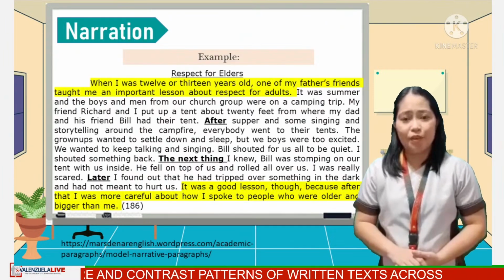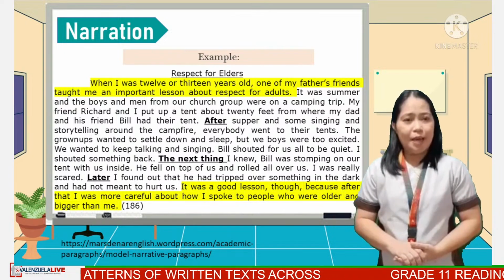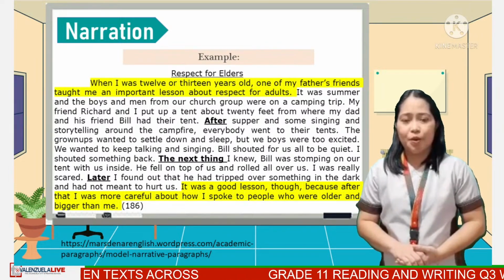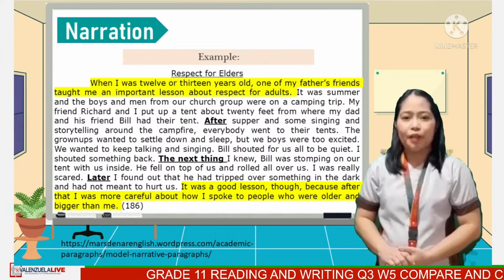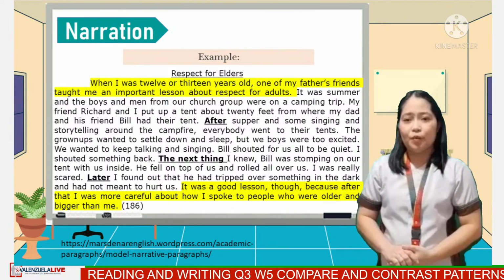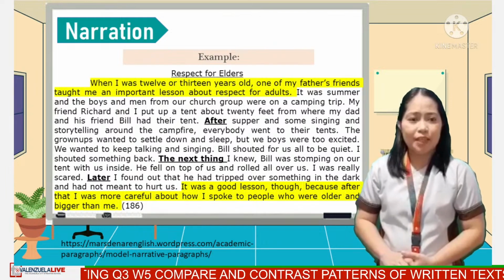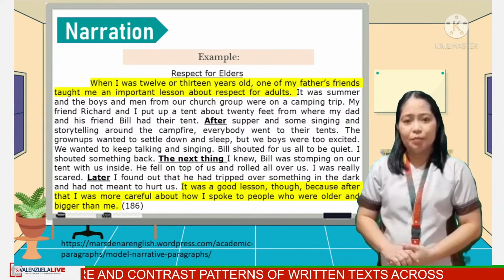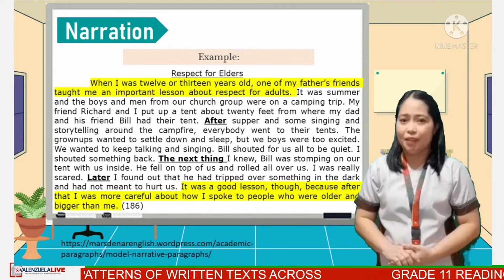Here is an example of a paragraph using a narrative pattern. Examine how the writer developed the events using the underlined signal words. You will notice that the first part, which is the topic sentence, gives the reader a glance at what the story will be all about. And then, the succeeding sentences are the events written in chronological order. The writer ended the text by emphasizing how the experience taught him the lesson to respect the elders.